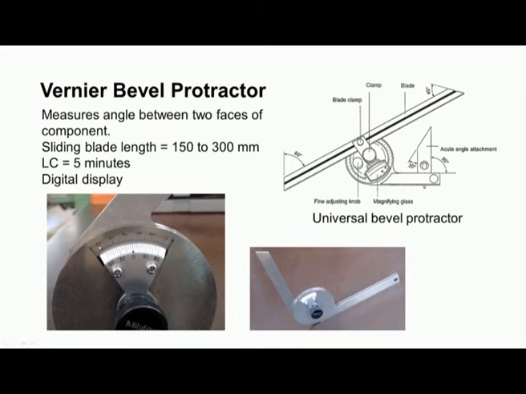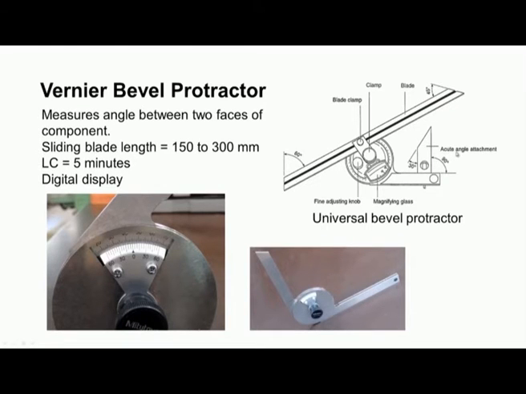Here, a mechanical display is there, the scale is there. There are bevel protractors with digital display also. Now, you can see there are some attachments to the basic bevel protractor.